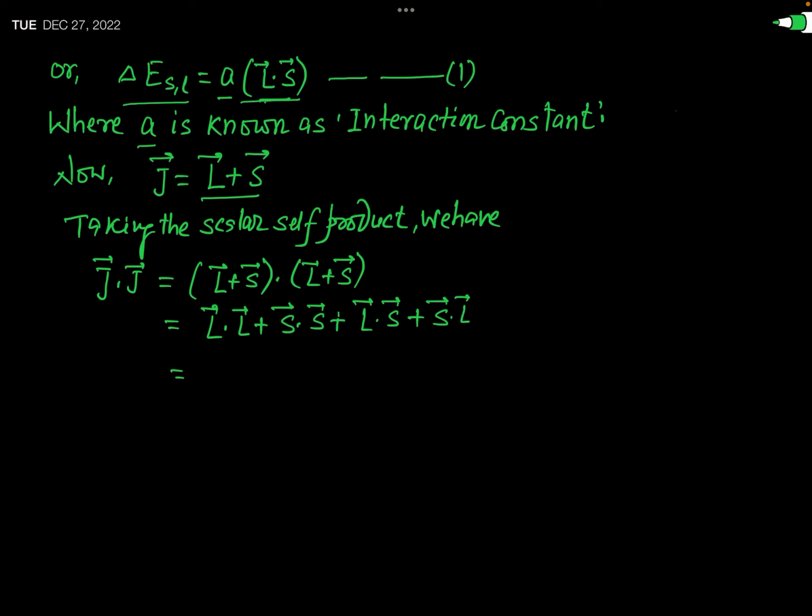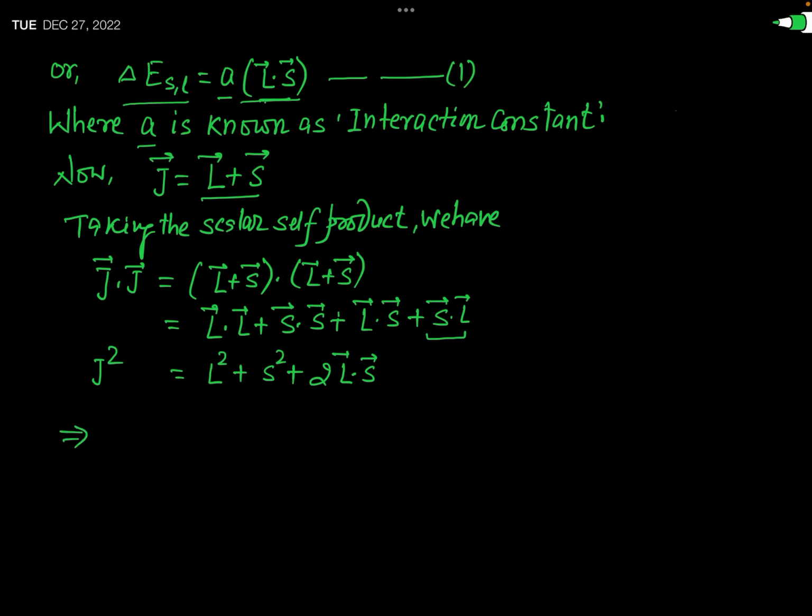Now this L dot L is in fact L square. S dot S is S square. And as the scalar product is commutative, this S dot L is equal to L dot S. So the sum of the last two terms will be written as 2L dot S, because S dot L is also equal to L dot S. And this J dot J is equal to J square.